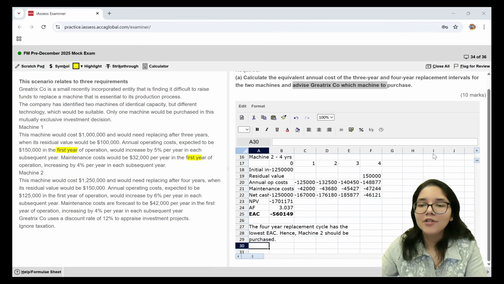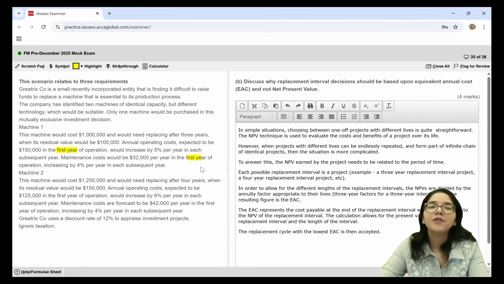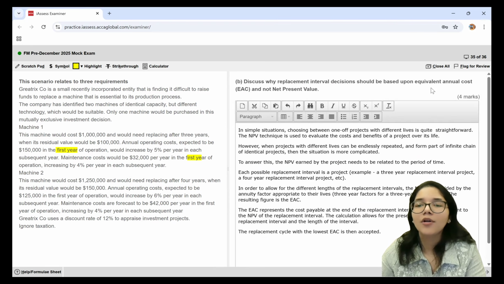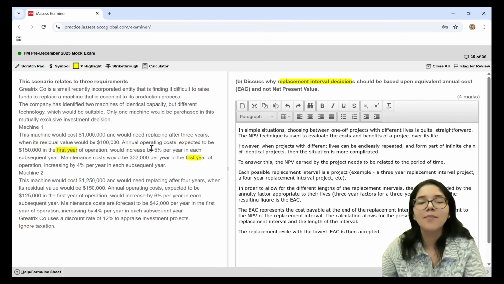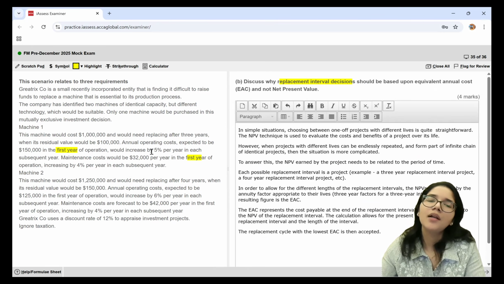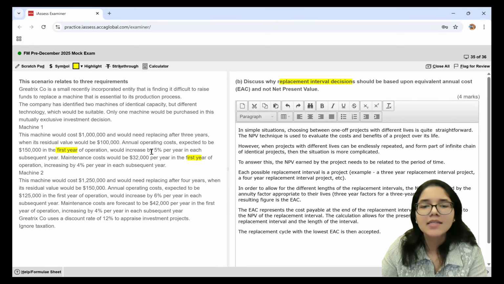So this is the part A which we have answered. Now we will proceed to part B, where we have to discuss why the replacement interval decisions should be based upon equivalent annual cost and not the net present value. So here, when we are replacing something again and again, I need the same asset over and over again, which I will be replacing over different time frames. Now, let's suppose it's a simple one-time thing which you're supposed to do, a one-off project, then using the NPV is very easy.